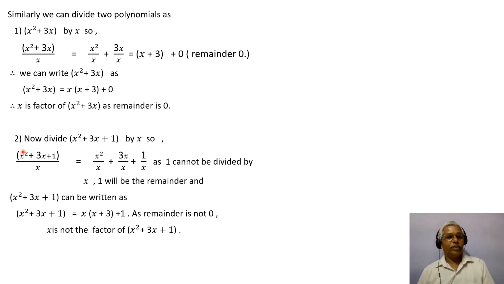Got it? And the second one, now divide x square plus 3x plus 1 by x. So we are dividing it here, x square plus 3x plus 1 by x. This equals, separating all the terms, x square upon x plus 3x upon x plus 1 upon x. As 1 cannot be divided by x, 1 will be the remainder, and x square plus 3x plus 1 can be written as, see we have written it here also, this polynomial x square plus 3x plus 1 equals x into x plus 3 plus 1. Got it? Plus 1. As the remainder is not 0, x is not a factor of x square plus 3x plus 1. Very important comment.